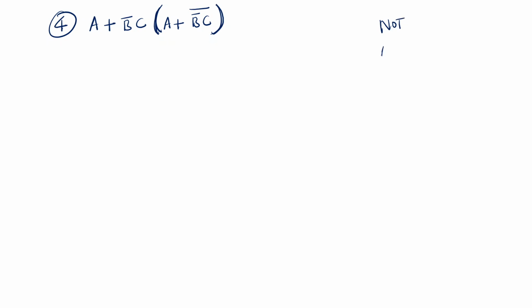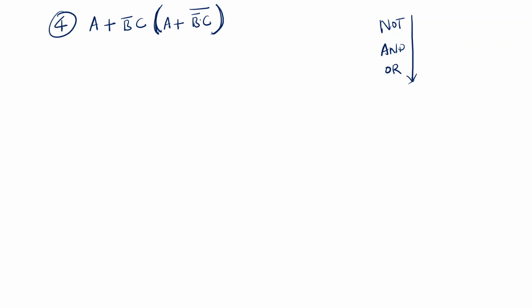Now the fourth one. A + B bar C, and next (A + B bar C) whole bar. So first, what do you need to do? The highest priority is NOT. First NOT, next AND, and the last priority is OR. So this is the order from highest to lowest priority.